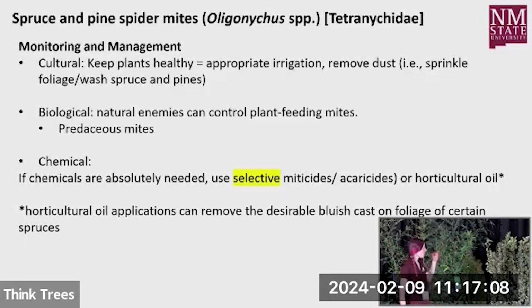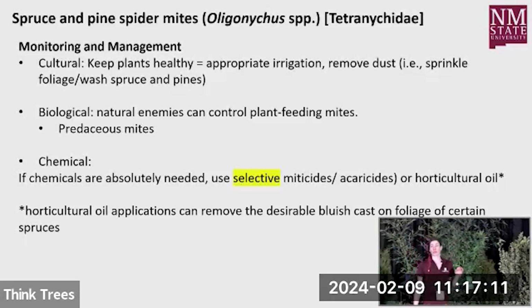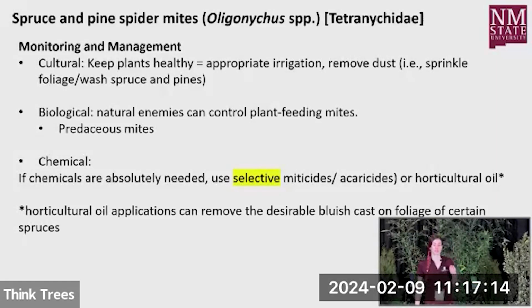There are chemicals available, but you really need to be careful with these, especially with mites. If they are absolutely necessary, you want to use selective miticides or horticulture oils, because secondary outbreaks of these can be very problematic. So you really want to make sure that you're not making your problem worse in the future. So it can be tricky, but there are some other tips for mites that I'll talk about later. Maybe I'll just mention it now, but for pines and junipers, you can rinse your foliage.